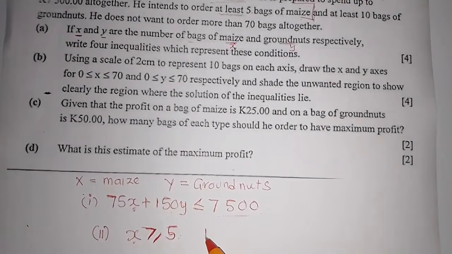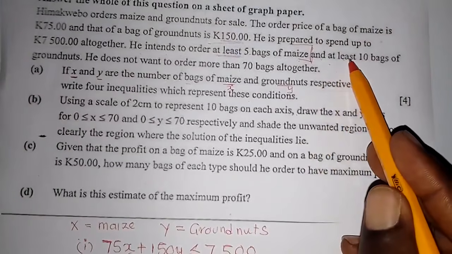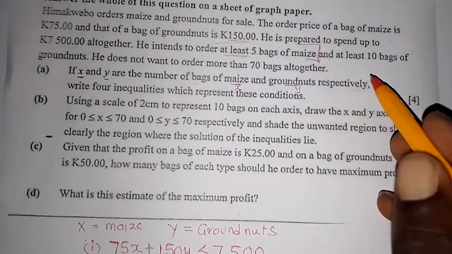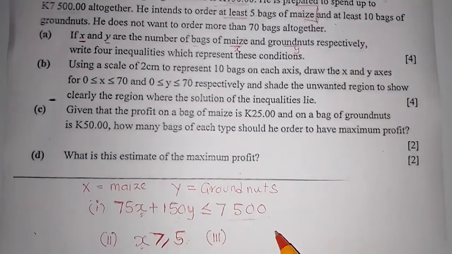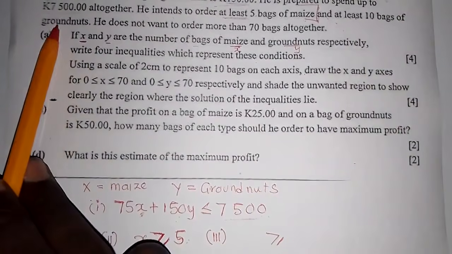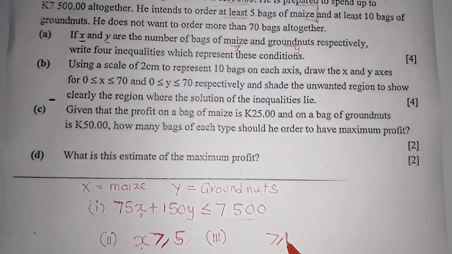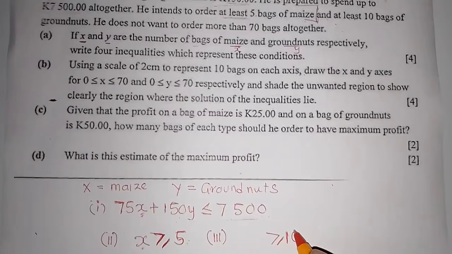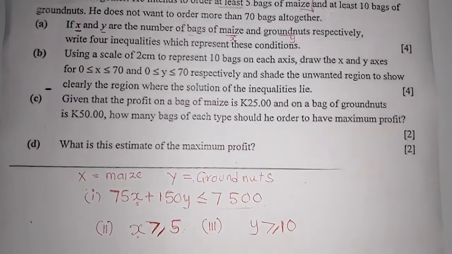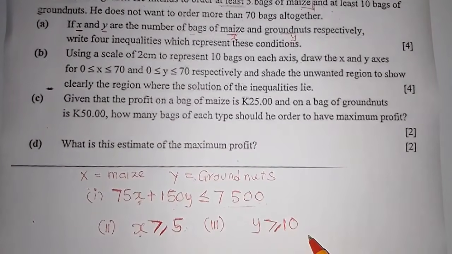Let us move to the third inequality. I've met the word at least again. What does the word at least mean? Greater than or equal to. 10 bags of what? Groundnuts. So at least 10 bags of groundnuts. What is groundnut? Groundnut is Y. So you see Y, at least, this is the symbol. So this is how the inequality is supposed to be.